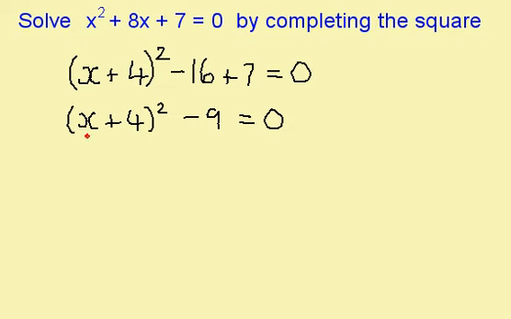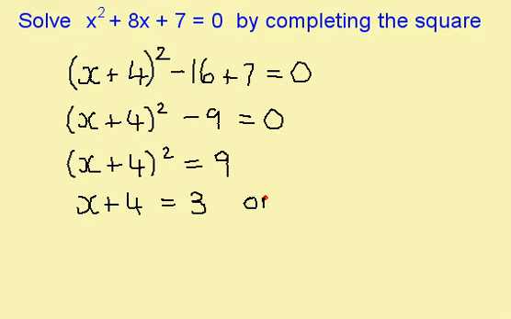I now want to find out what x is. So I have (x + 4)² = 9. Then square rooting both sides, I have x + 4 = either 3 or −3. Then if x + 4 = 3, x = 3 − 4, which is −1. Or if x + 4 = −3, x is −3 − 4, which is −7. These are my two solutions to my quadratic equation.